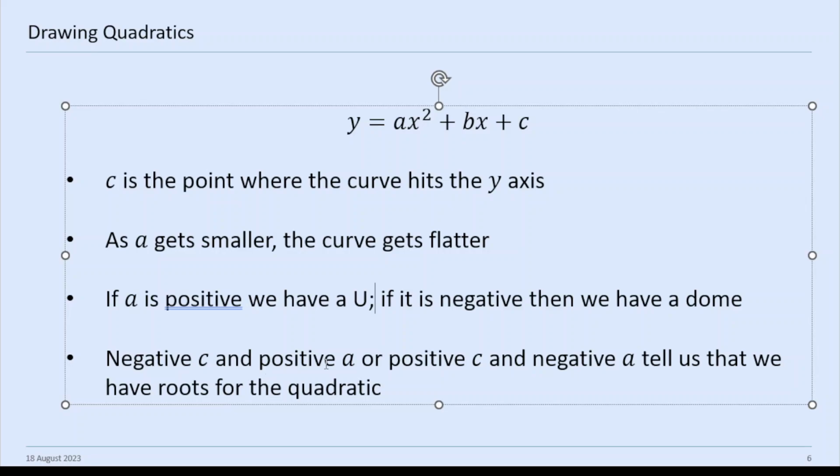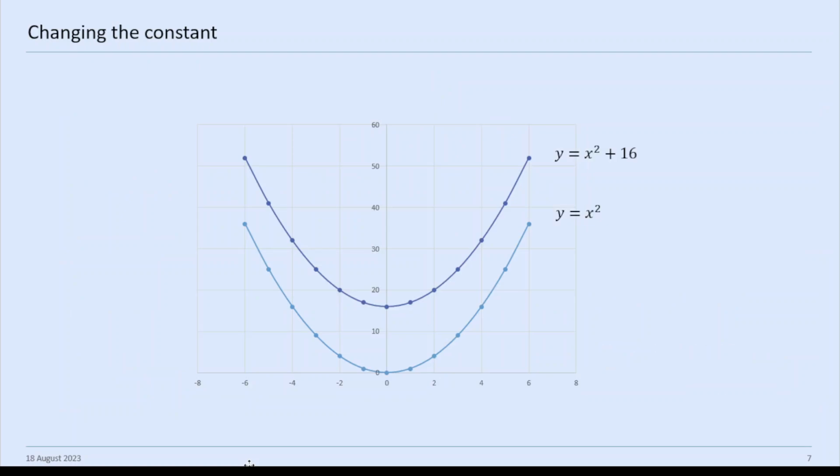Negative c and positive a, or positive c and negative a, tell us that we have roots for the quadratic. So if it's negative c, then it's going to intersect the y-axis below the x-axis, and if it's positive a, then it's going to go off to plus infinity and minus infinity, so it has to cross the axis, so there has to be roots. We'll draw some pictures to illustrate this.